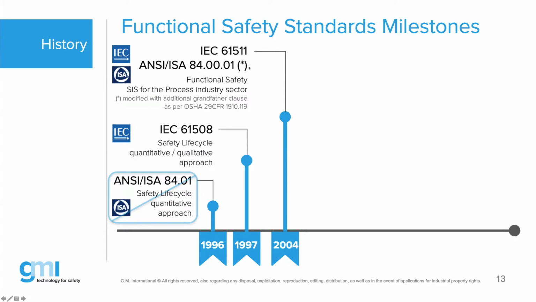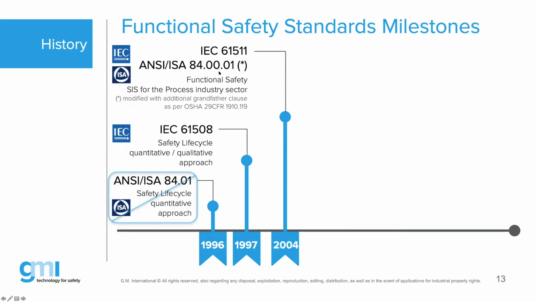I have here between brackets a small asterisk. The small asterisk is just to say that in the US, the ANSI ISA 84.01 adopted edition 1 of the 61511 with an additional clause, which we used to call the grandfather clause. The grandfather clause was coming out of the Code of Federal Regulations, which is coming out of this OSHA document, which is referred to over here.